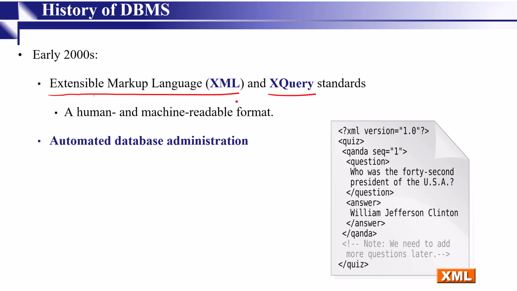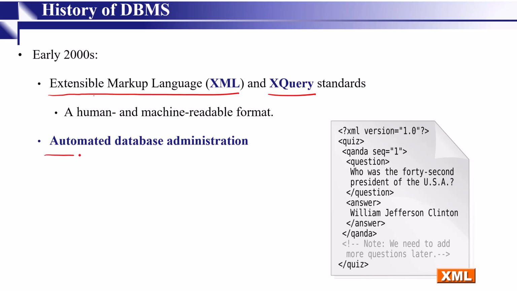XML is a kind of markup language that is used to encode documents in a format that can be read by both humans and machines. So it's a flexible and extensible language, and it allows developers to define their own tags and structures for storing and sharing data.